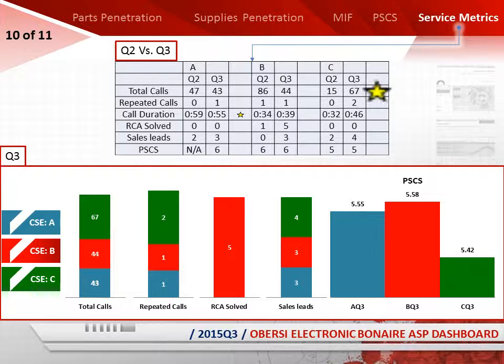CSE C was the one that took the most calls, but also the one with more repeated calls, which is to be expected. He also had the biggest increase in repeated calls from Q2 to Q3. CSE B did the best on RCA, sales leads, and PSCS.